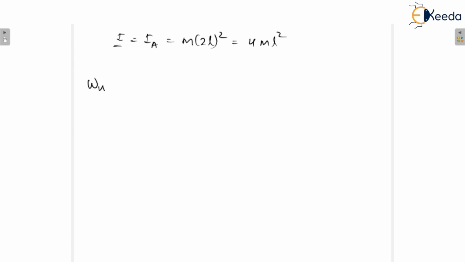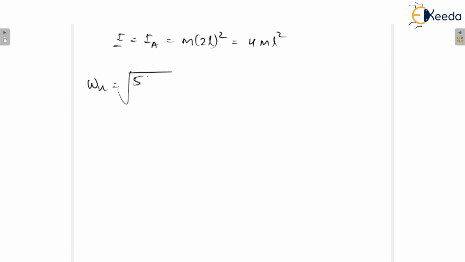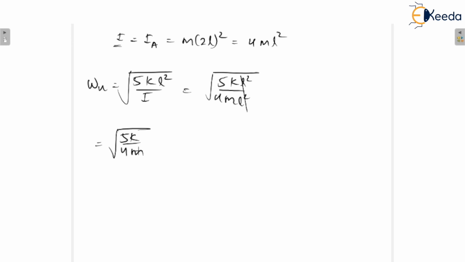Now we can write down the frequency, that is the square root of 5kL square upon, and be careful about units. What is the unit given? You just have to be careful about it. Put the value of the moment of inertia, that is 5kL square upon 4mL square. L square cancels out and you get 5k upon 4m. When you solve this, you will get the natural frequency of vibration because the values of k and mass are given.